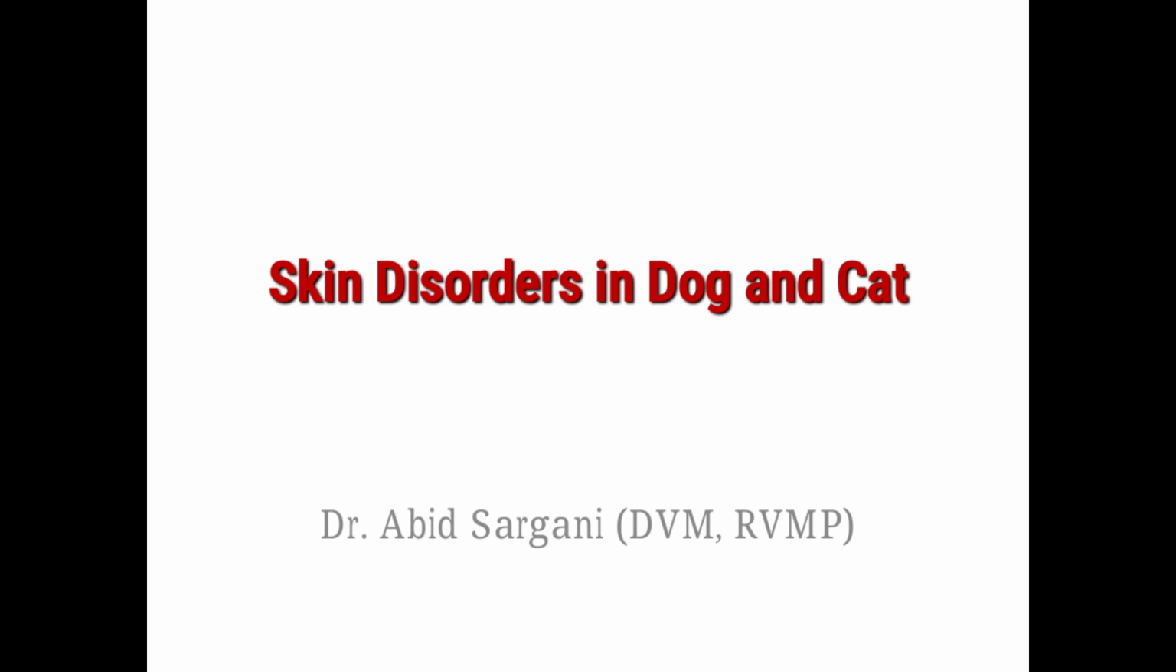Viewers, in our previous lectures we were discussing the various systemic disorders commonly found in dogs and cats. In today's lecture we are going to discuss the skin or integumentary disorders commonly found in dogs and cats. First of all, I should clarify that these disorders are very important from the clinical point of view and for your knowledge. So let's discuss the common skin disorders found in dogs and cats.